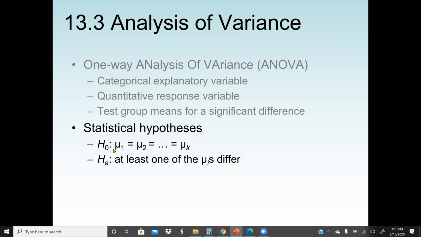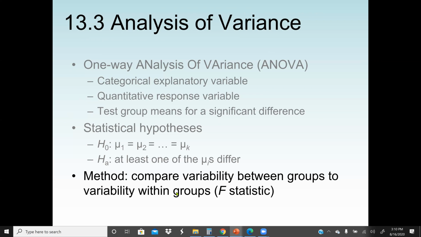But with ANOVA, let's say we have 3 groups, so we say mu1 equal to mu2 equal to mu3. Then the HA will be that at least one of them is different. So if we say mu1 equal to mu2 equal to mu3 equal to mu4, and then we find out that mu2, mu3, mu4 are the same, but different from mu1, then we have HA. So HA will be that at least one of the population means should be different.